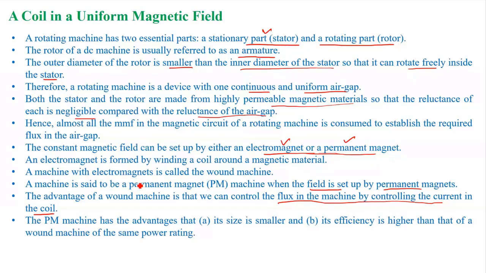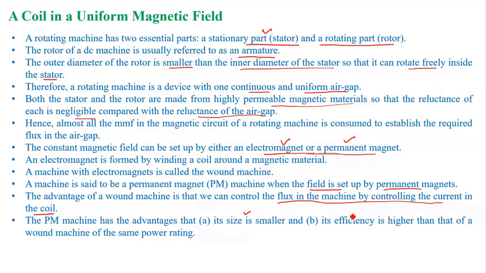So the permanent magnet machine has the advantages of its small size, and its efficiency is higher than that of a wound machine of the same power rating, because in order to manufacture an electromagnet we need different slots, we have to put the coils, right? So therefore the size becomes larger as compared to permanent magnet machines.